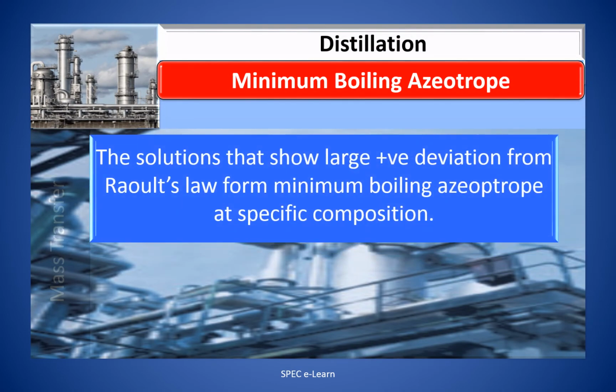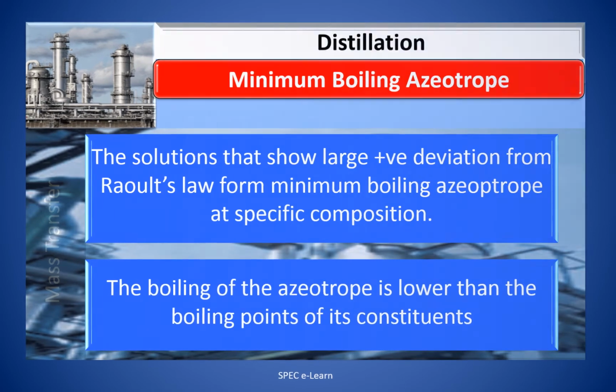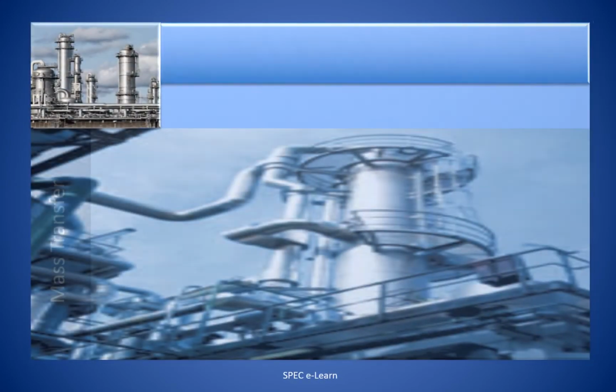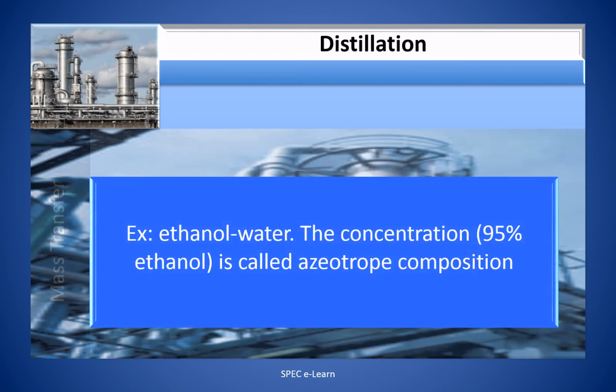Minimum boiling azeotrope. The solutions that show large positive deviation from Raoult's law form minimum boiling azeotrope at specific composition. The boiling point of the azeotrope is lower than the boiling points of its constituents. An example of a minimum boiling azeotrope is ethanol and water. The concentration of 95% ethanol is called the azeotrope composition.